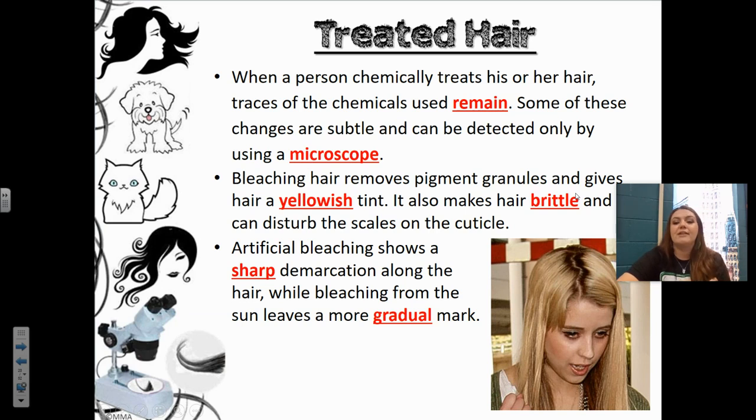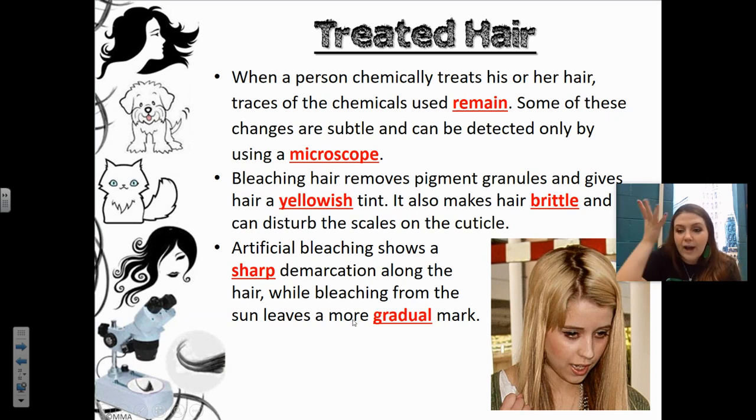That's why it's so easy, like in Frey's hair, because it's literally stripping the inside of your hair out and gives the hair a yellowish tint. It also makes the hair very brittle and can disturb the scales and the cuticles, giving it that frayed look at the bottom. Artificial bleaching shows a sharp demarcation. So if you had the whole strand of hair, you could see, this is where they bleached their hair, and this is where it's growing out in the roots.